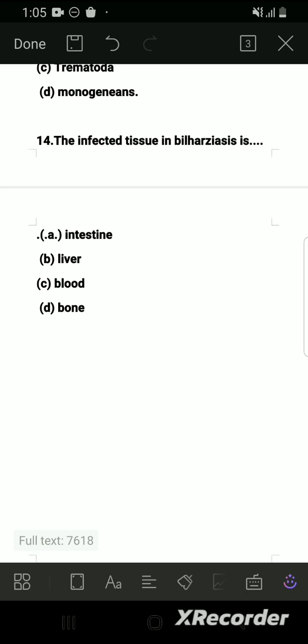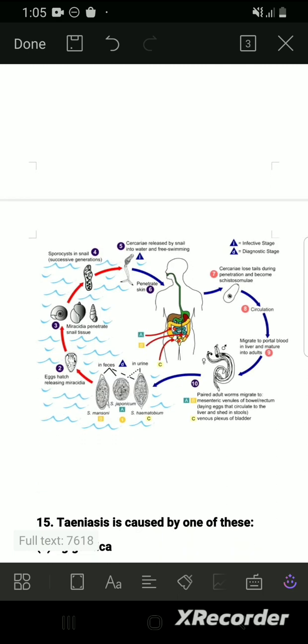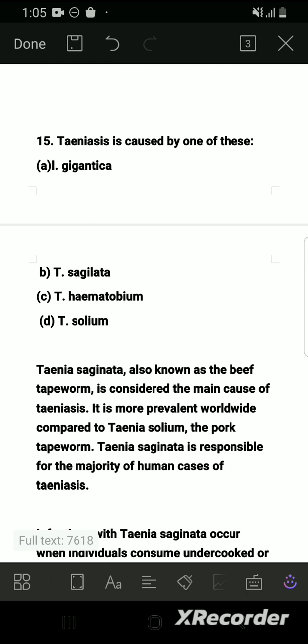So the infected tissue in bilharziasis caused by the main parasite, Schistosoma haematobium, is what? Is it the intestine, liver, blood or bone? The answer is actually the liver. You should note this. If you look at the life cycle here, the cercariae lose their tail during penetration and become schistosomula. When they penetrate into the body, they migrate to the portal blood in the liver and mature into adults. Their maturation into adults occupies a space in the liver and causes infections.